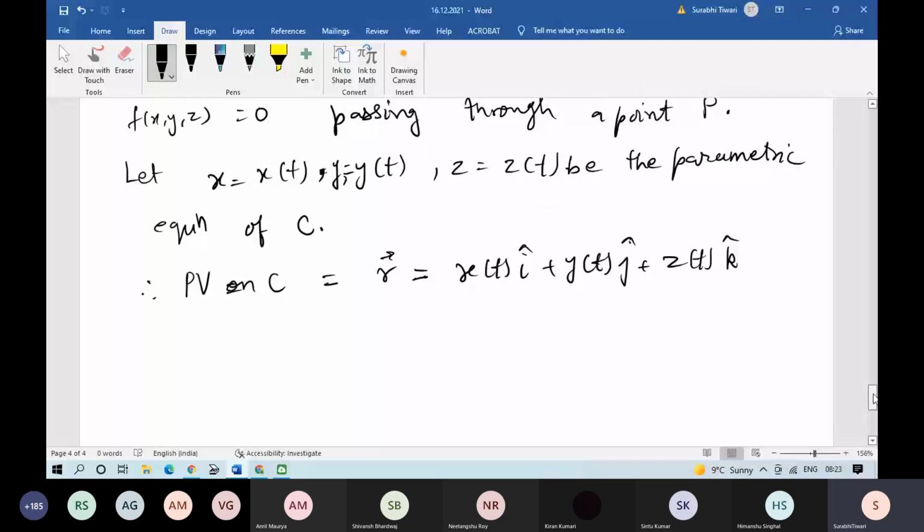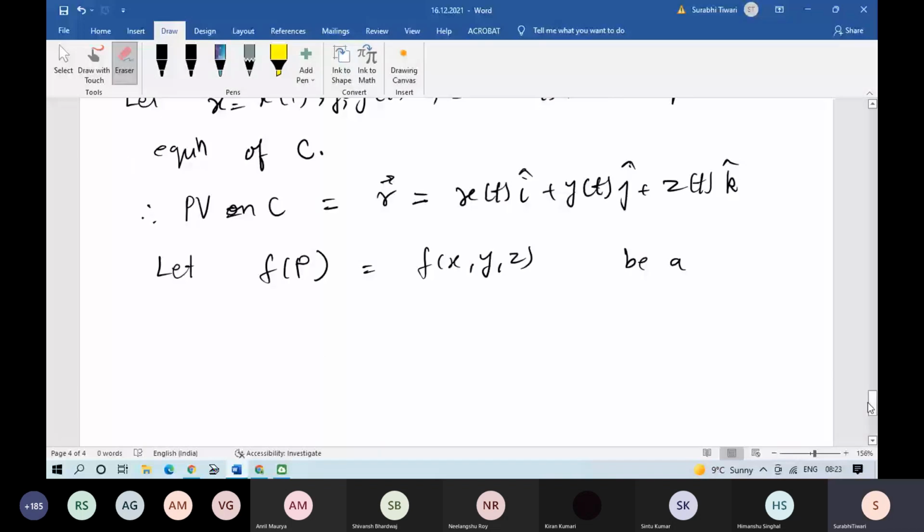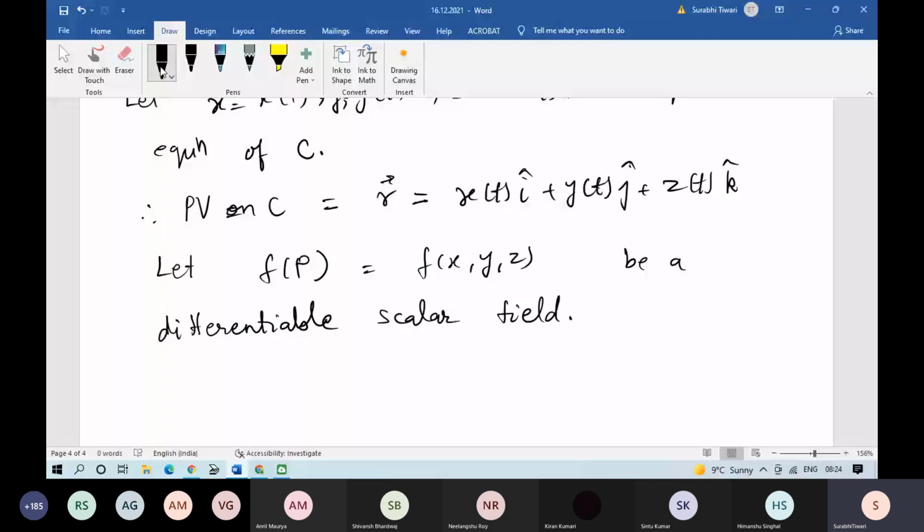Now let f(P), this is equal to f, some function of x, y, z, be a differentiable scalar field, which means that at point P the function is differentiable. Okay? This vector function is differentiable.